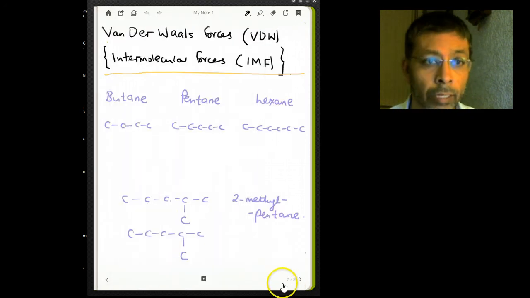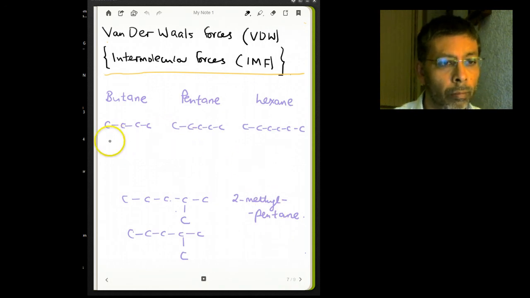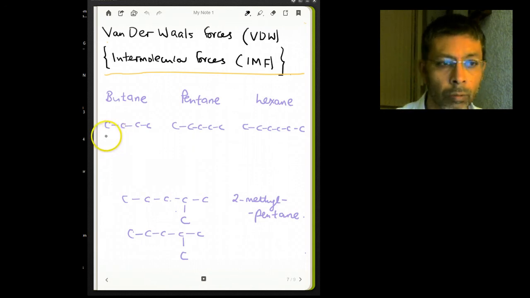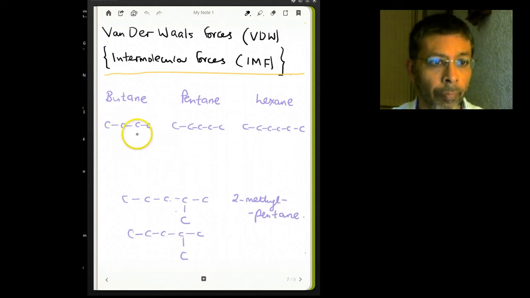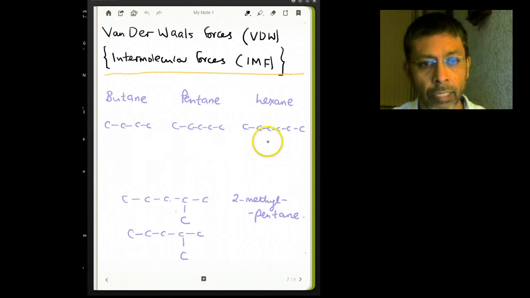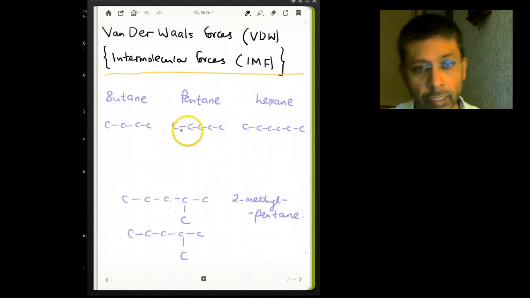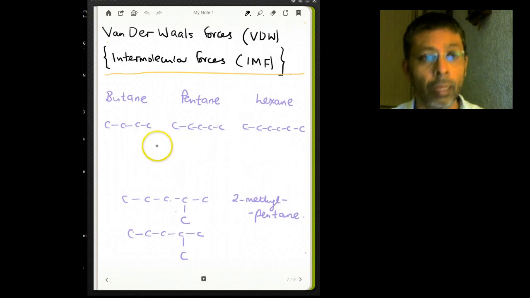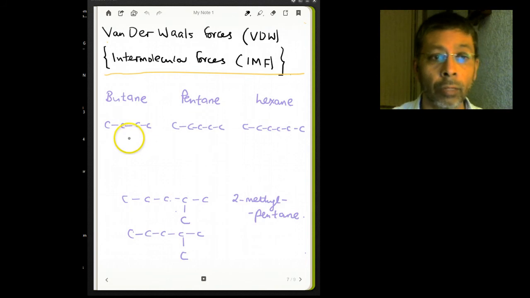Right, van der Waals forces now and intermolecular forces. Organic molecules like these hydrocarbons, when you've got them together, attract each other. There is an attractive force between the molecules. Now, the longer the molecule, the greater the attraction, and therefore the greater the boiling point. If you look at butane, it's got 4 carbons, pentane's got 5, hexane's got 6. So you'd expect that as you go from butane to pentane to hexane, the boiling point will increase because the molecular mass is increasing. You could also say that the surface area is increasing, and the length of the molecule is increasing.